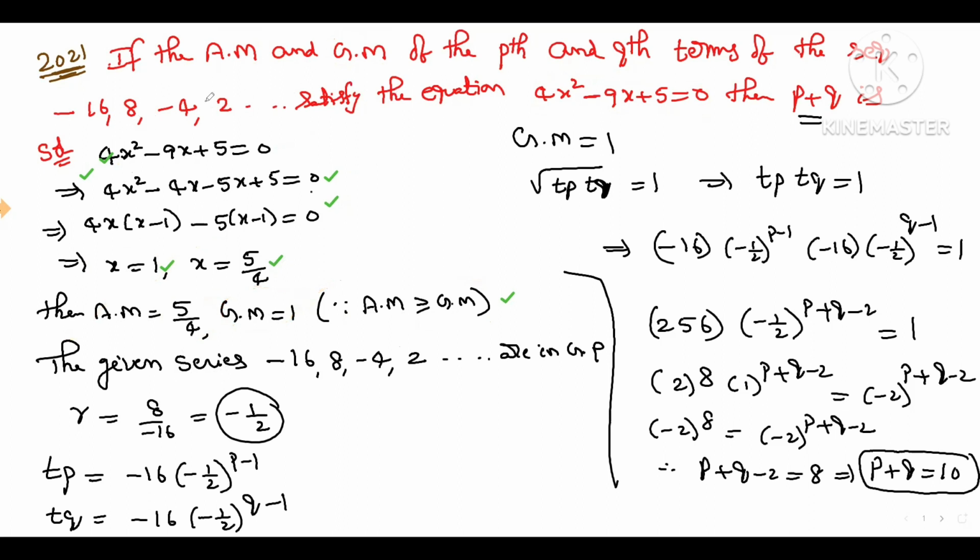But in the statement, what is given? One sequence, a GP sequence, is given. Minus 16, 8, minus 4, 2 are in GP. What is the common ratio here? Second term by first term, we get minus 1 by 2. That is the common ratio.